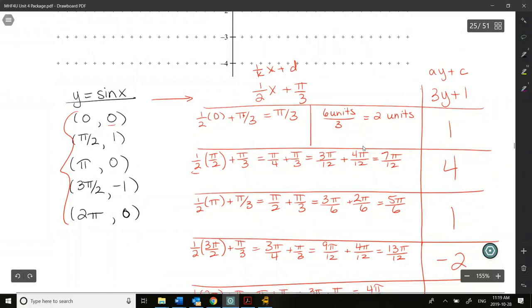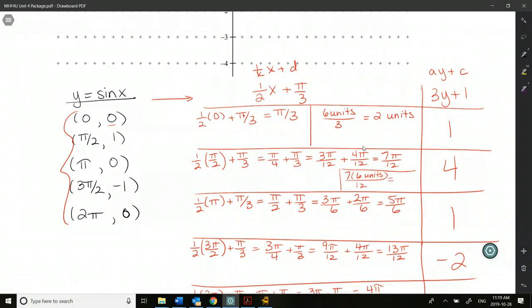Okay? For this one, 7 pi over 12, I'm simply taking 7 pi over 12 and doing 7 times 6 units divided by 12. What does that get me? 42 pi by 12, which is 3.5. So this will be 3.5 units on the x-axis, and I will graph the y-coordinate at 4.